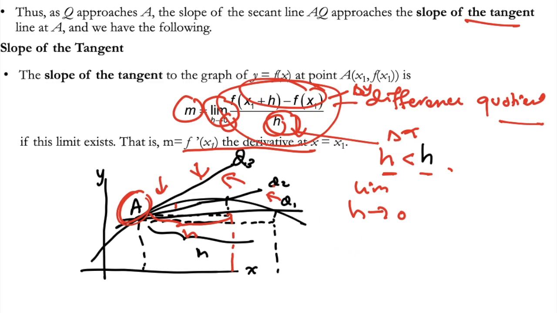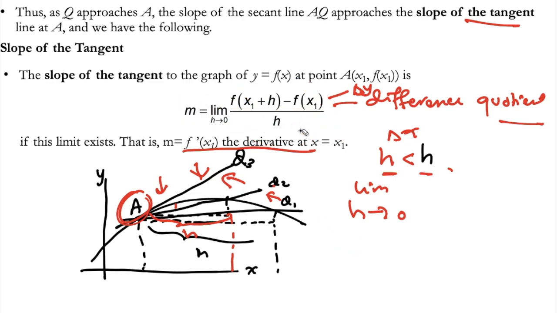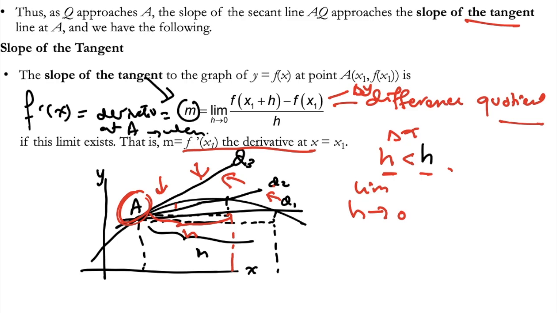Okay, so let me erase the mess here. What I'm trying to say here is that this slope is actually the slope of the tangent line, equivalent to the limit of the difference quotient as h approaches 0. And that also means the derivative at point A, which is this notation, when x is equivalent to x1. This one is x1.